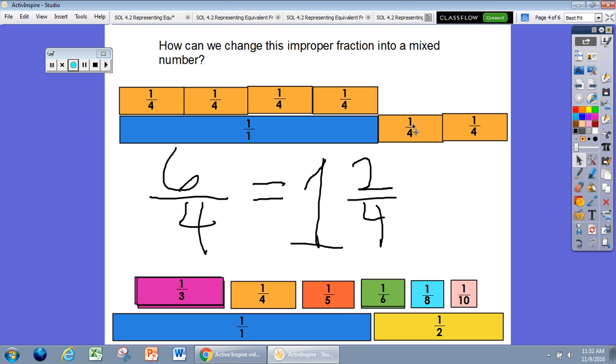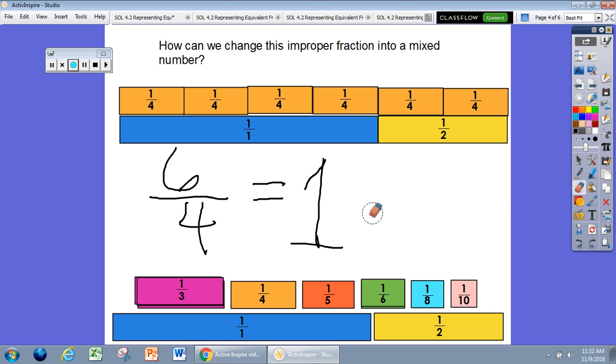So if we know about equivalent fractions, we could also say that 6/4 is equivalent to 1 and 1/2. So we could say either 6/4 is equivalent to 1 and 2/4, or we could go ahead and say that 6/4 is equivalent to 1 and 1/2.